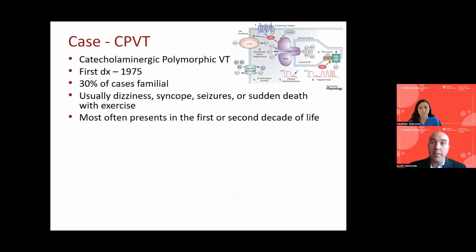So I'm just going to get back quickly to our case. Our case was a patient who had CPVT, probably something that a lot of pediatricians aren't familiar with: catecholaminergic polymorphic ventricular tachycardia. It is a relatively newer disease, first diagnosed in the 1970s. This is the importance of the family history question. Almost a third of cases are familial, so it could be a family member who has died suddenly. And usually these patients present with dizziness, syncope, seizures, or even sudden death with exercise.